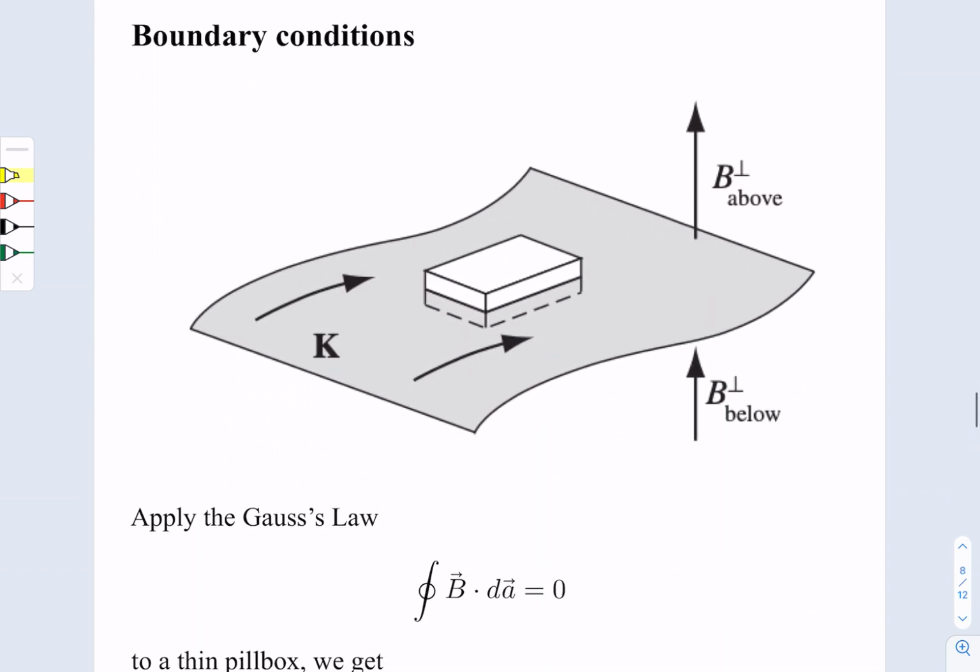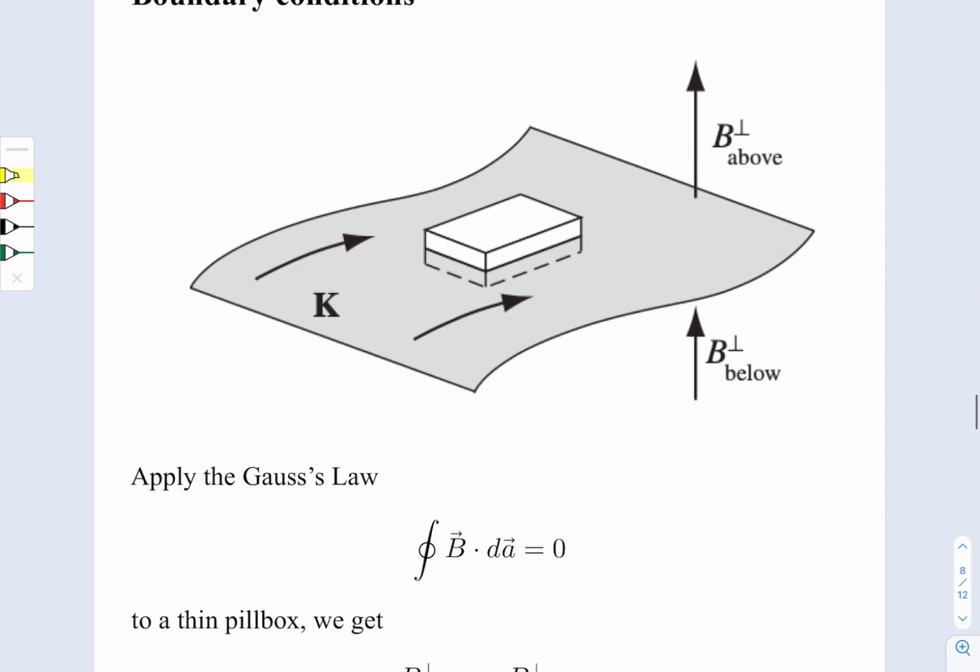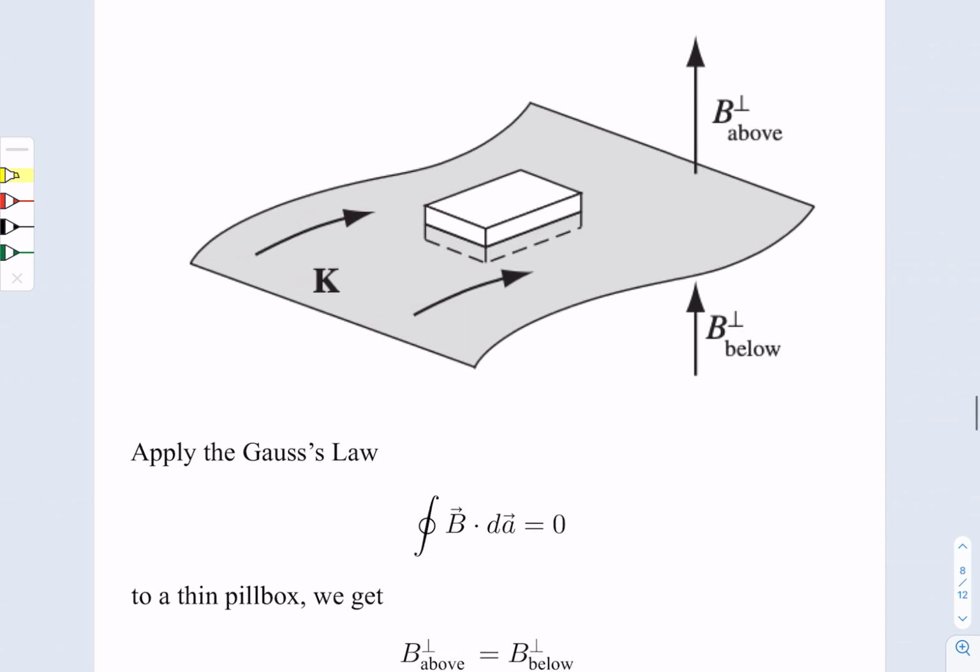And likewise, we can also talk about the boundary conditions for the magnetic field. To get a sense of the boundary conditions, we do the same trick as what we have done for the electric field. So say that we are interested in the perpendicular direction of the magnetic field. We can simply apply a Gaussian surface, such as this pillbox. So here this is a small height.